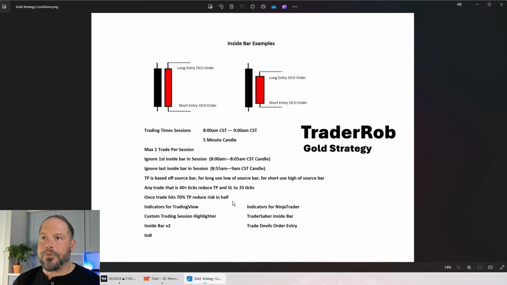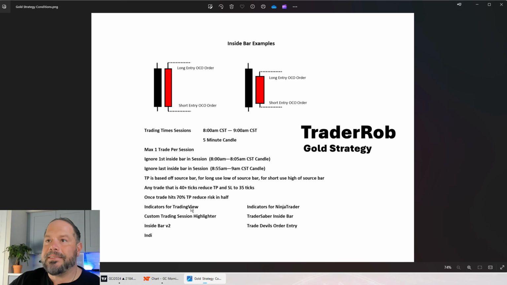Any trade that is 40 ticks or higher, meaning that if you put your stop loss here and your stop loss is 42 ticks, anything that is 40 ticks and higher, we reduce our stop loss to a set 35 ticks. We are always looking for 1-to-1 risk to reward. So if the trade is 23 ticks of stop, we are looking for 23 ticks of take profit.